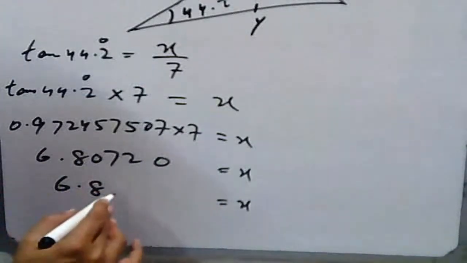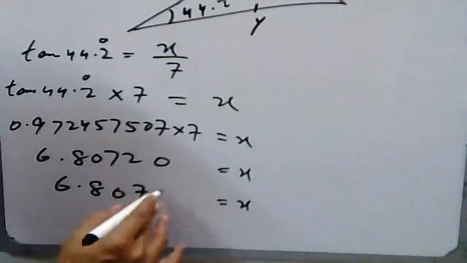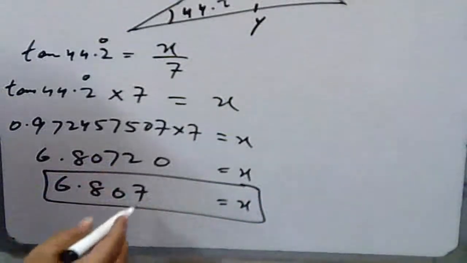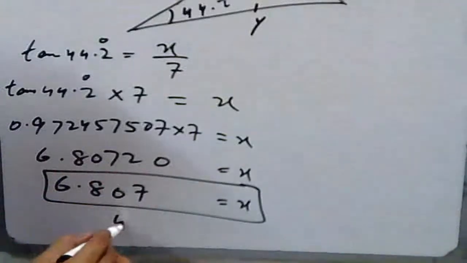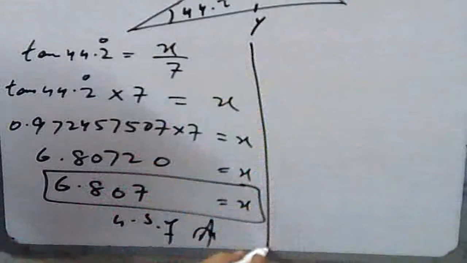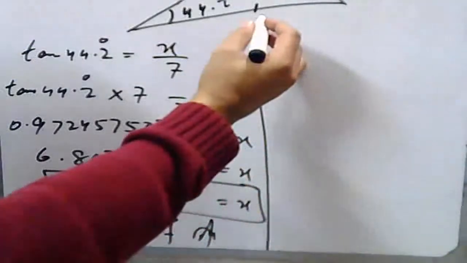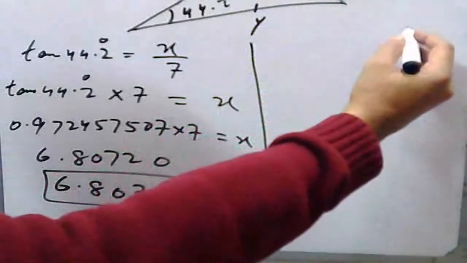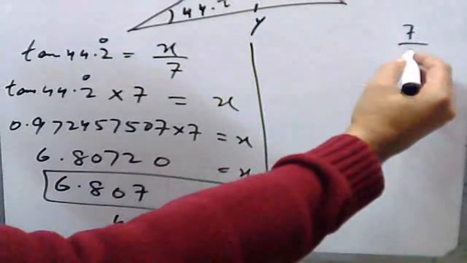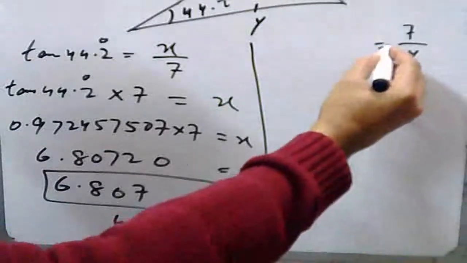So the value of x is 6.80720, we need up to 4 SF, that is 6.807, because the preceding term is less than 50, so we don't need to add something. So up to 4 SF, that is your required result in case of x, but we need the value of y also.